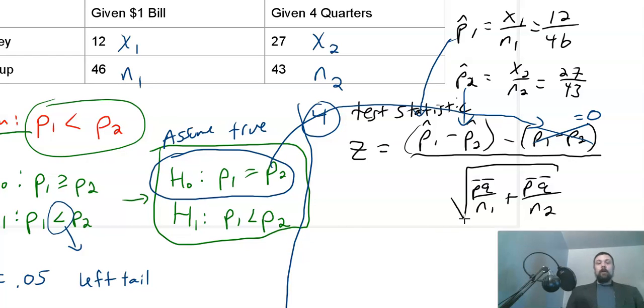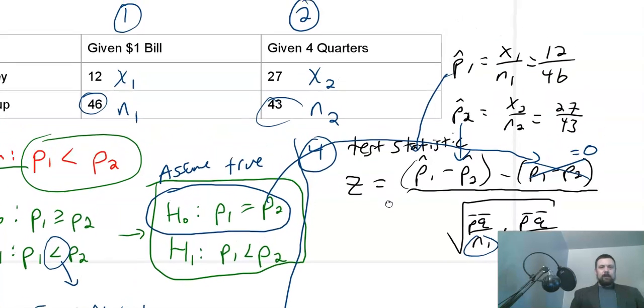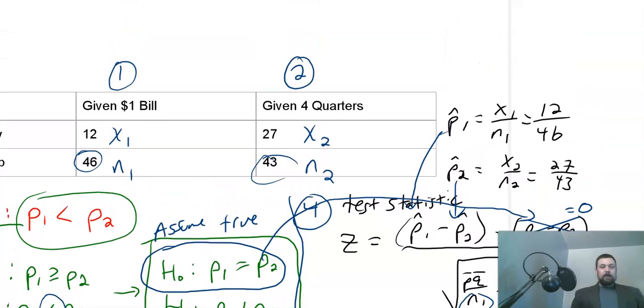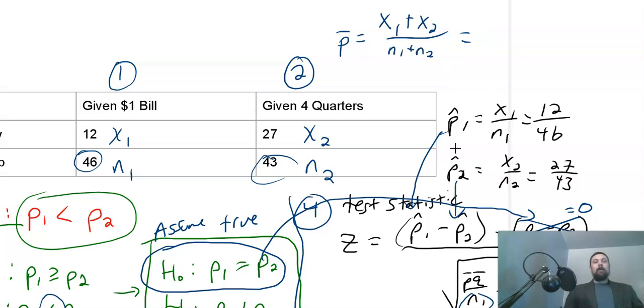It just goes away. Now, the last thing we need to find, because we have N1, that's here, and we have N2, which is right here, is P bar and Q bar. So let's find that first before we plug in N1 and N2. Let's find some space up here. All right. P bar is X1 plus X2 divided by N1 plus N2. So it's not too crazy of a formula, but it is an extra step that we have to take in order to calculate the test statistic.